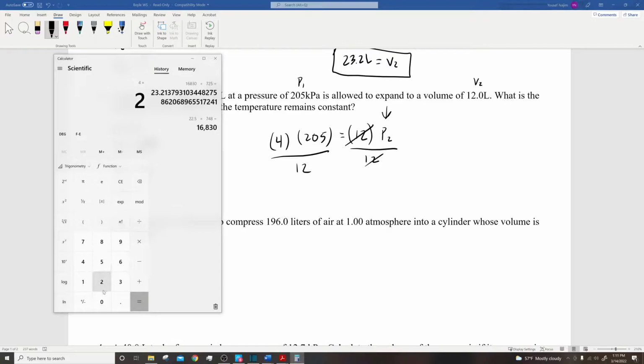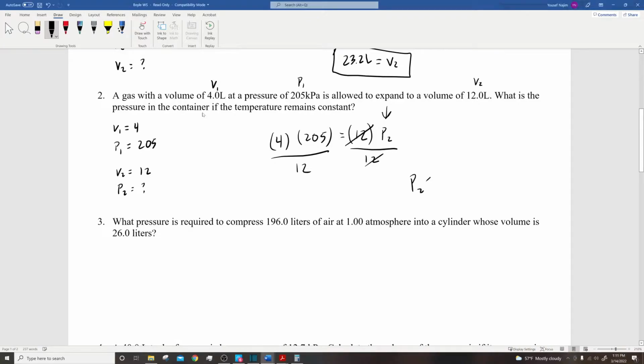4 times 205 divided by 12. And that gives us 68.3. So P2 is equal to 68.3. And what's our unit going to be? The pressure that we get out is going to be the same as the pressure that we put in. So that's going to be kPa. And that's it. P2 is 68.3 kPa.